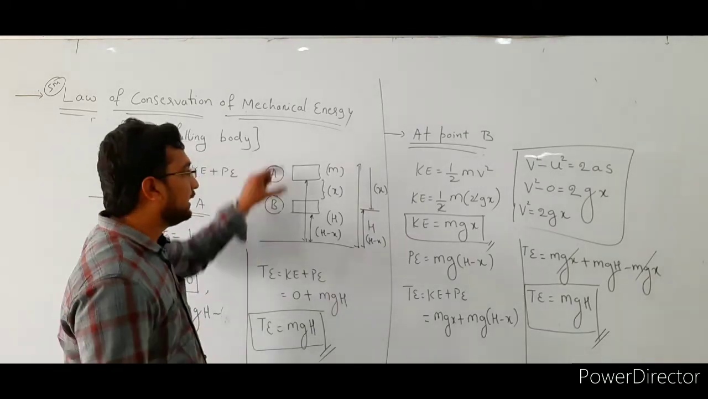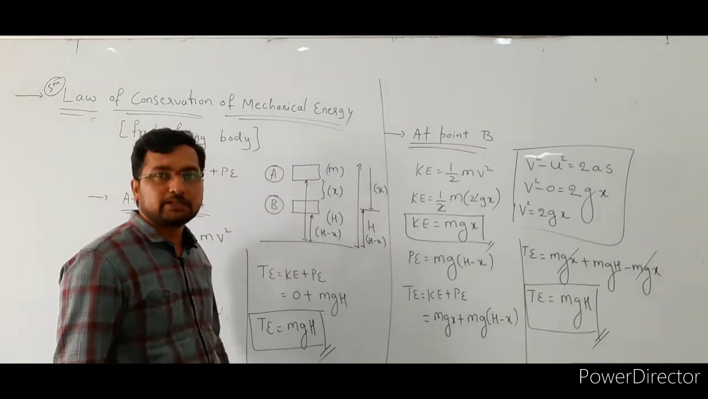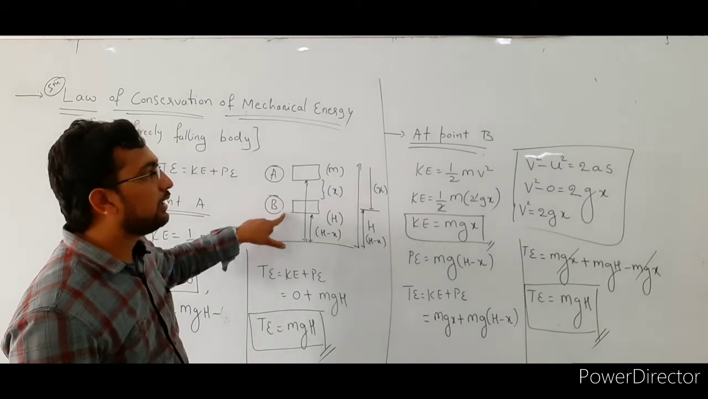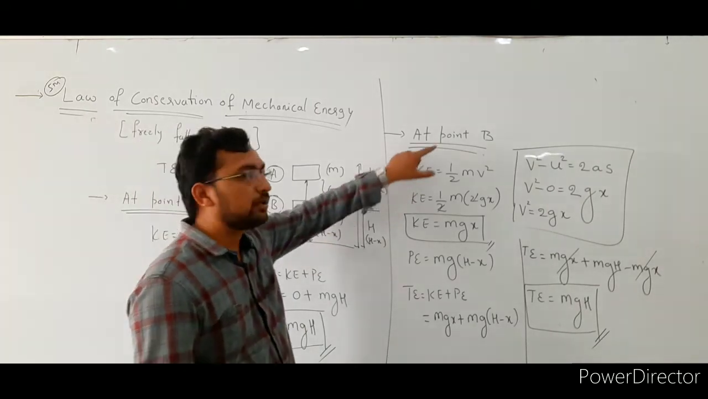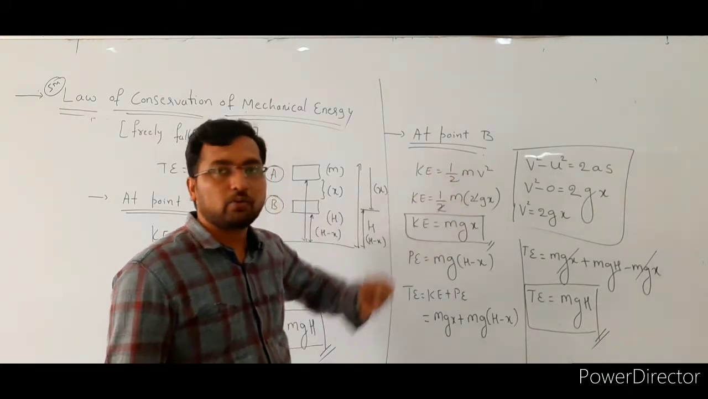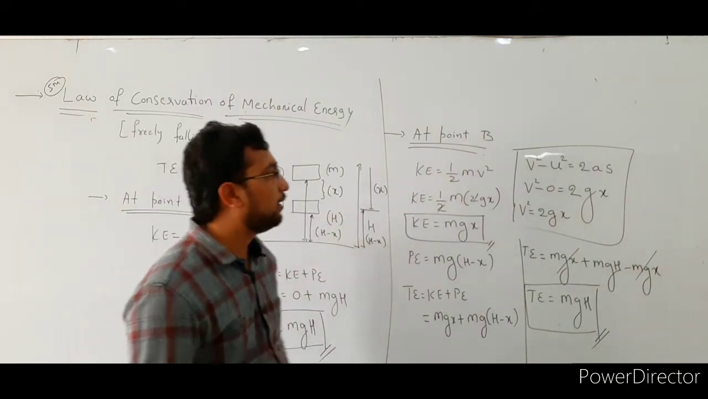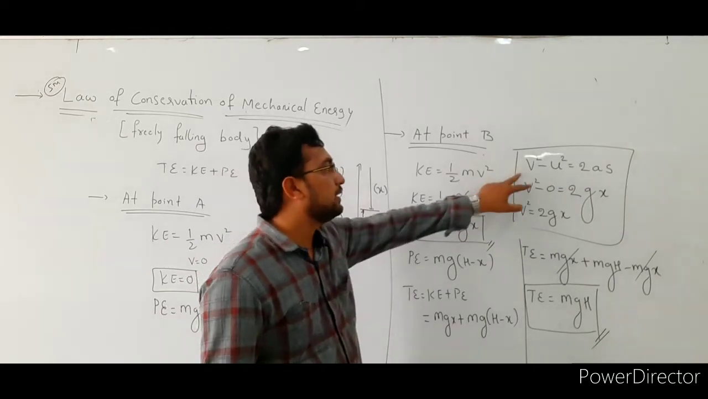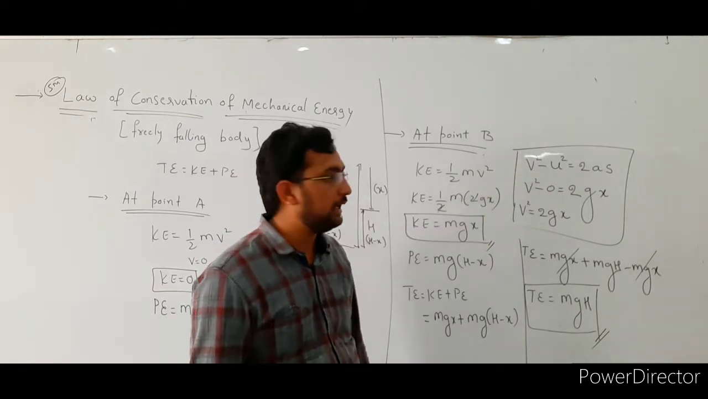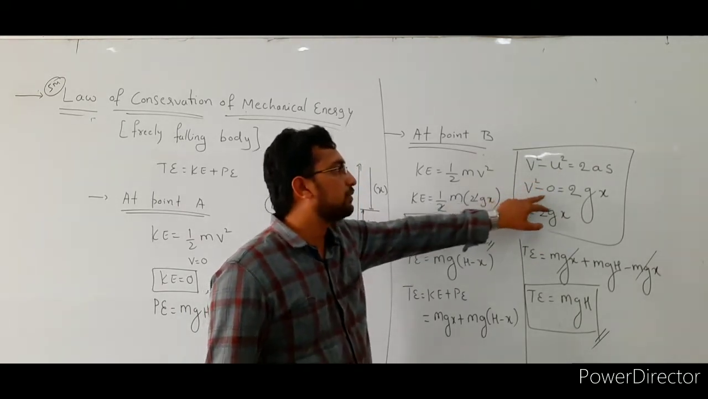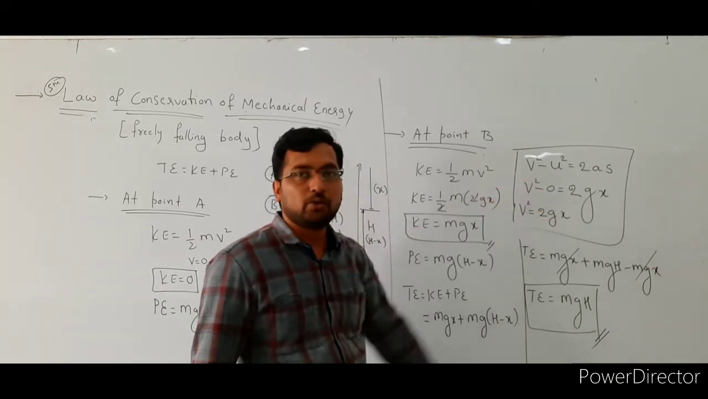At point B, that body covers some distance x with some velocity v. So then the kinetic energy of the body at point B is 1 by 2 m v square. Here we are going to find out the velocity. With the help of an equation of motion, v square minus u square is equal to 2as. Here the initial velocity is 0, v square minus 0 is equal to 2gx.